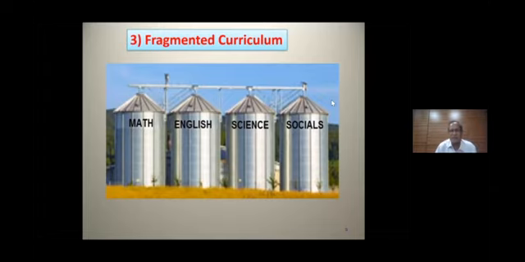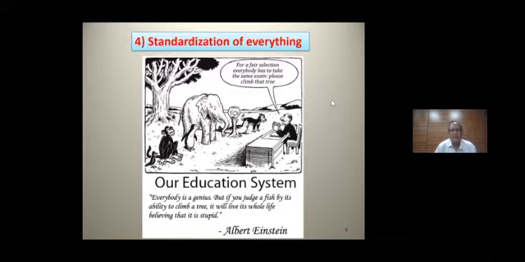Curriculum should not be subject-based, and subjects are not there in the real world. Therefore, we have to go for a different approach for developing the curriculum. Next. Now, another aspect creating a lot of problems among the students is the standardization of everything.